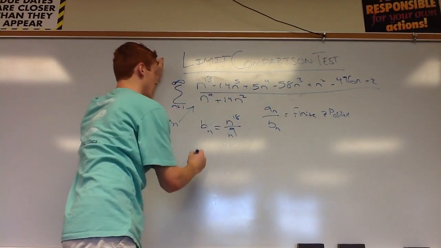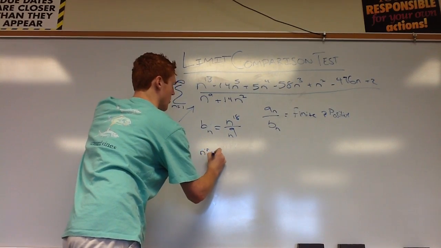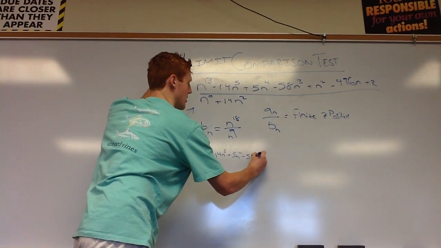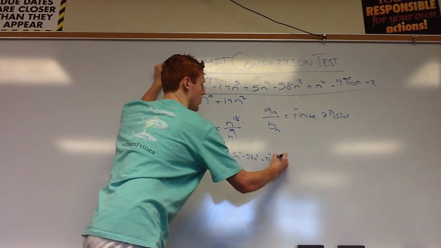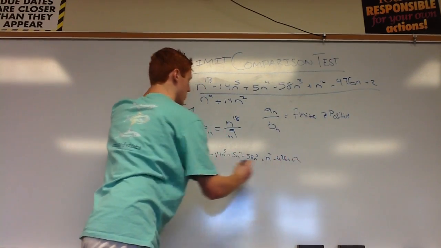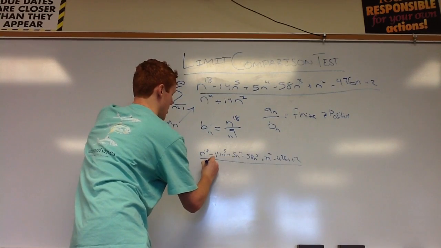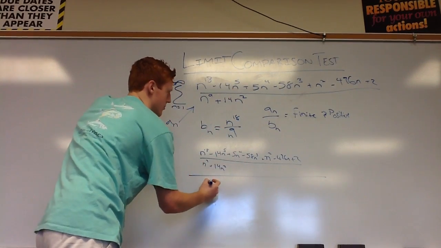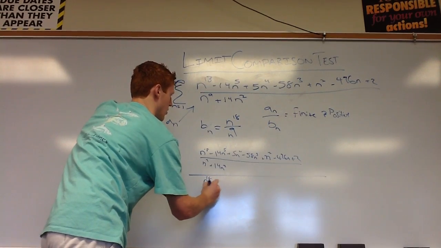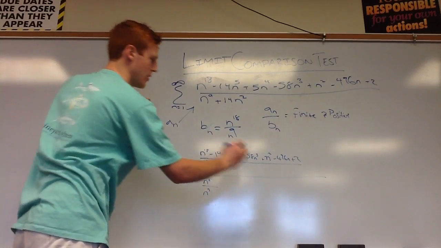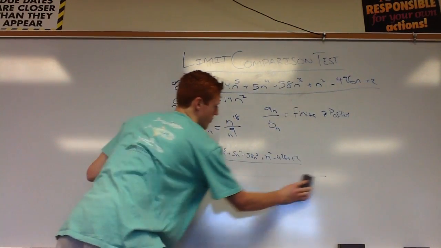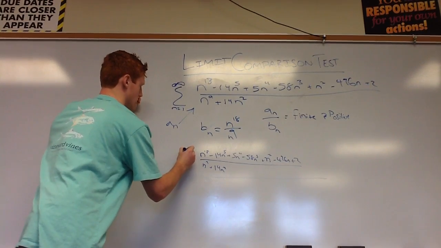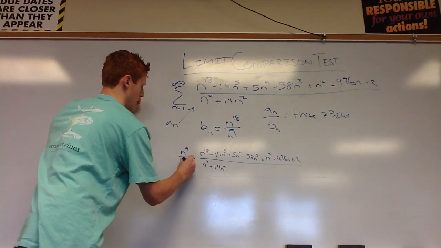So when you put A sub n, n to the 18th minus 14 n to the 5th plus 5 n to the 4th minus 58 n to the 3rd plus n squared minus 496 n plus 2, over n to the 9th plus 14n squared, over n to the 18th over n to the 9th, you can flip and multiply by the reciprocal, and now that becomes n to the 9th over n to the 18th.